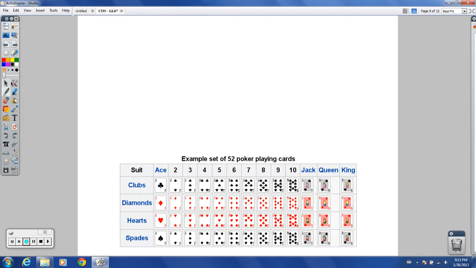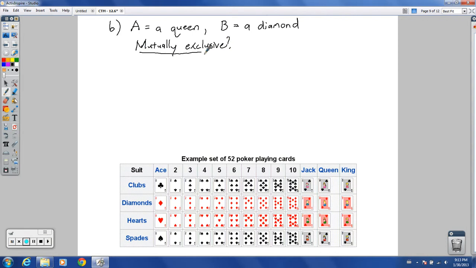So part B. We're going to say that A this time is a queen, and B is going to be a diamond. So A is a queen, B is a diamond. First of all, are they mutually exclusive? Yes or no? Can you have a queen and a diamond at the same time?